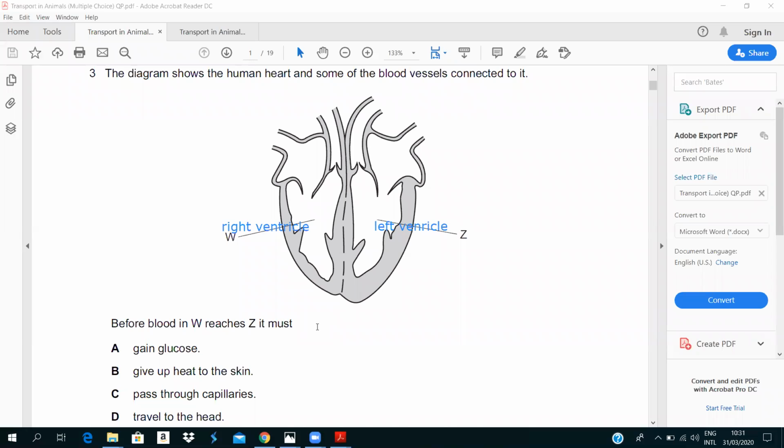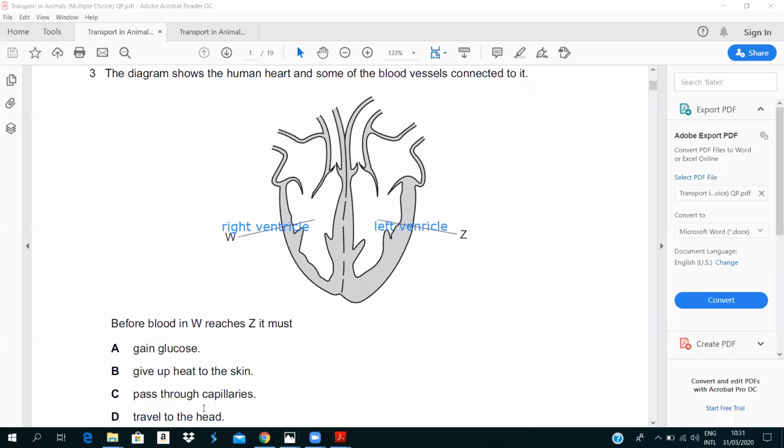What's your opinion? No problem to make mistakes, we'll discuss. I think it's B. You think it's C. Pass through capillaries. You said B, give up heat to the skin? You want B or C? C. You are sure or no? No, I'm not.